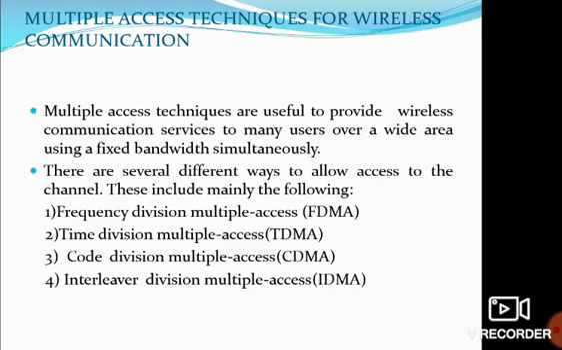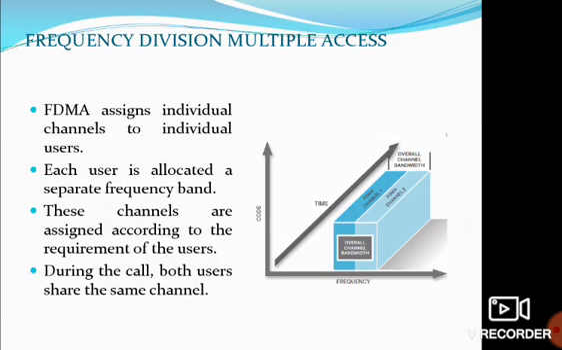Multiple access techniques are useful to provide wireless communication services to many users over a wide area network using a fixed bandwidth simultaneously. That means we are using a fixed bandwidth and we are dividing the bandwidth between the users in different ways. So there are mainly four types of multiple access techniques: FDMA, that is frequency division multiple access; TDMA, time division multiple access; CDMA, code division multiple access; and IDMA, that is interleaved division multiple access.